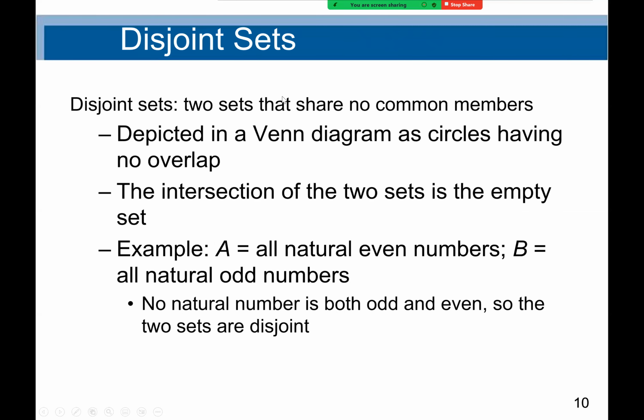So we talk about the disjoint set, which is the opposite of intersection. The disjoint set means we have two sets and all the elements are not common. So two sets that share no common members. And we saw that also shown in the Venn diagram. So the intersection of two sets will be the empty set for disjoint sets because there's nothing common. Example here, all natural even numbers and also all natural odd numbers. Even numbers and odd numbers are totally different. So these sets A and B are disjoint.